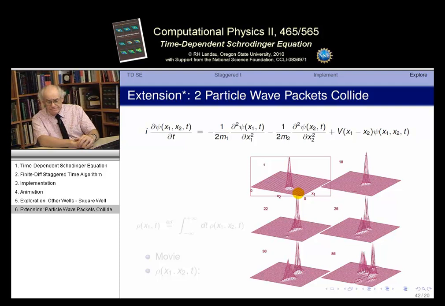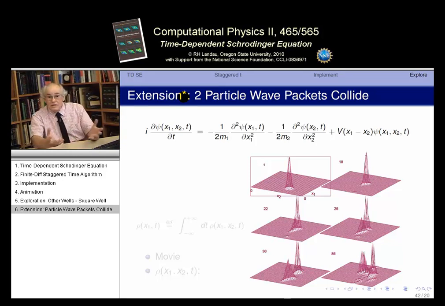So this is optional, okay? This is a real extension, and if you're having trouble understanding the one-particle time-dependent Schrodinger equation, forget about this. So what this is saying is, what if I have two realistic particles, two confined quantum particles, and I smash them into each other? What happens?